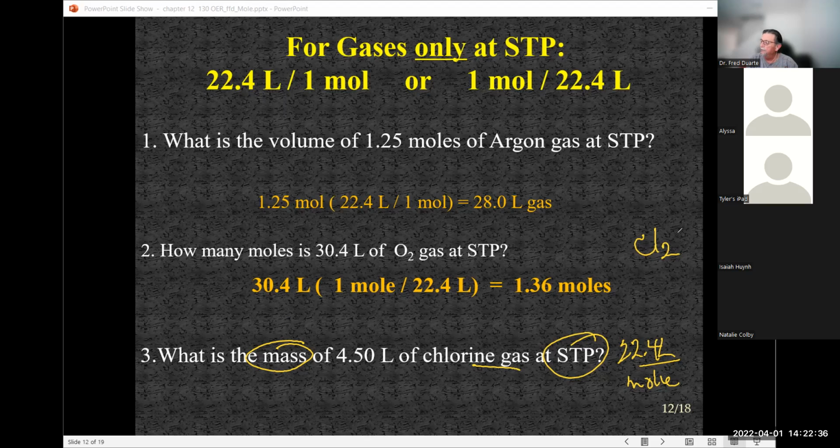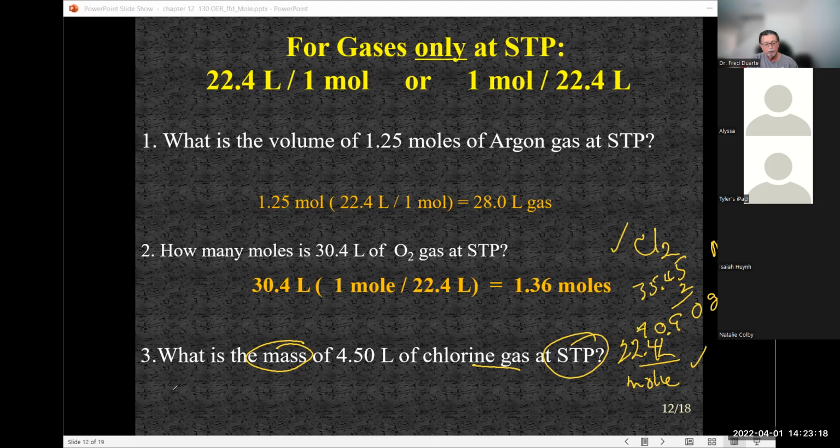And so each chlorine is 35.45, and so we need 35.45 times 2. So we get 70.9 grams per mole for the molar mass. So we've got what we need: the molar mass, and the relationship at STP of 22.4 liters per mole. We don't need Avogadro's number, but if they asked how many molecules, yeah, we would need Avogadro's number. So we don't need that here.